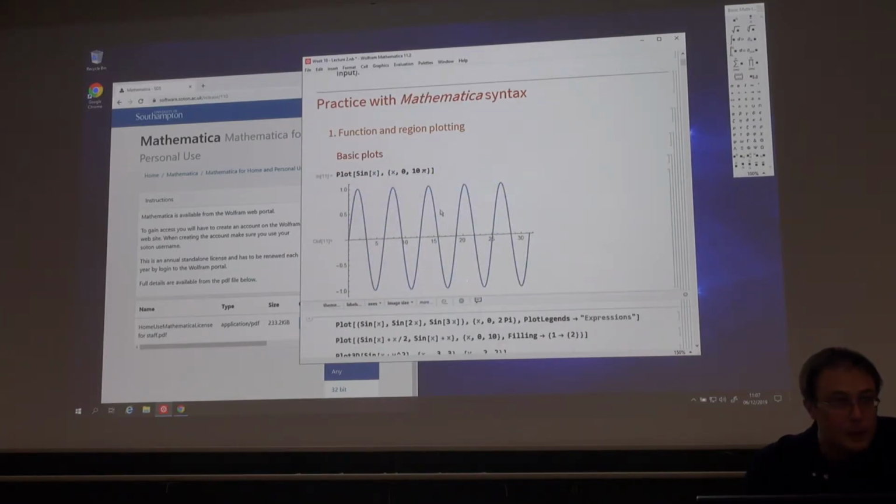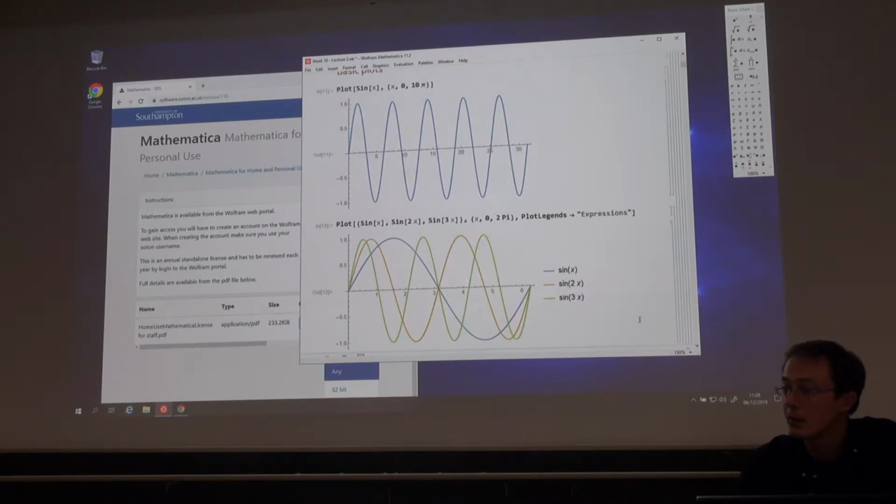Then if you want to plot things simultaneously, like sine 1x, sine 2x, sine 3x for some x, here's an option that says, okay, use expressions as legends. It will plot all three functions, and it will create the legend. It can label the axis, it can put it as a box plot, and so on.